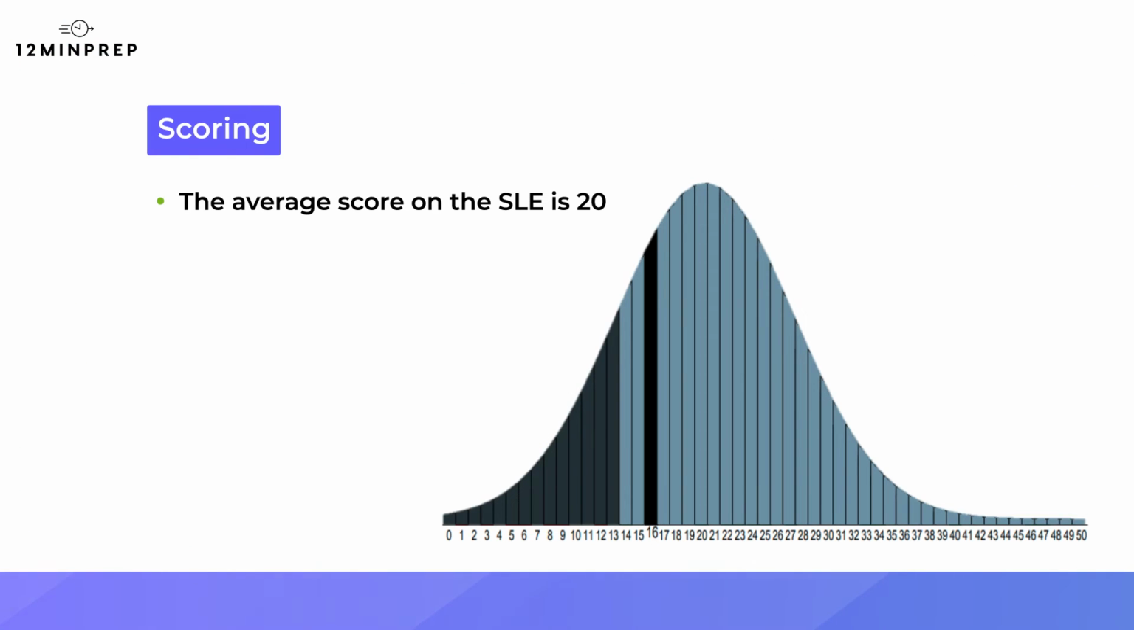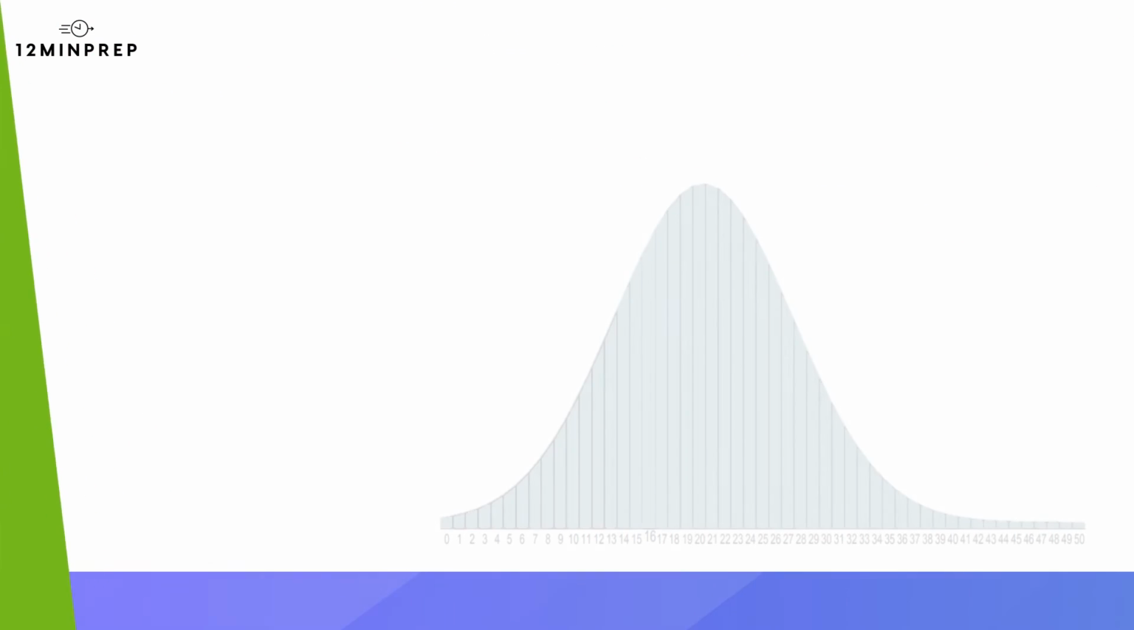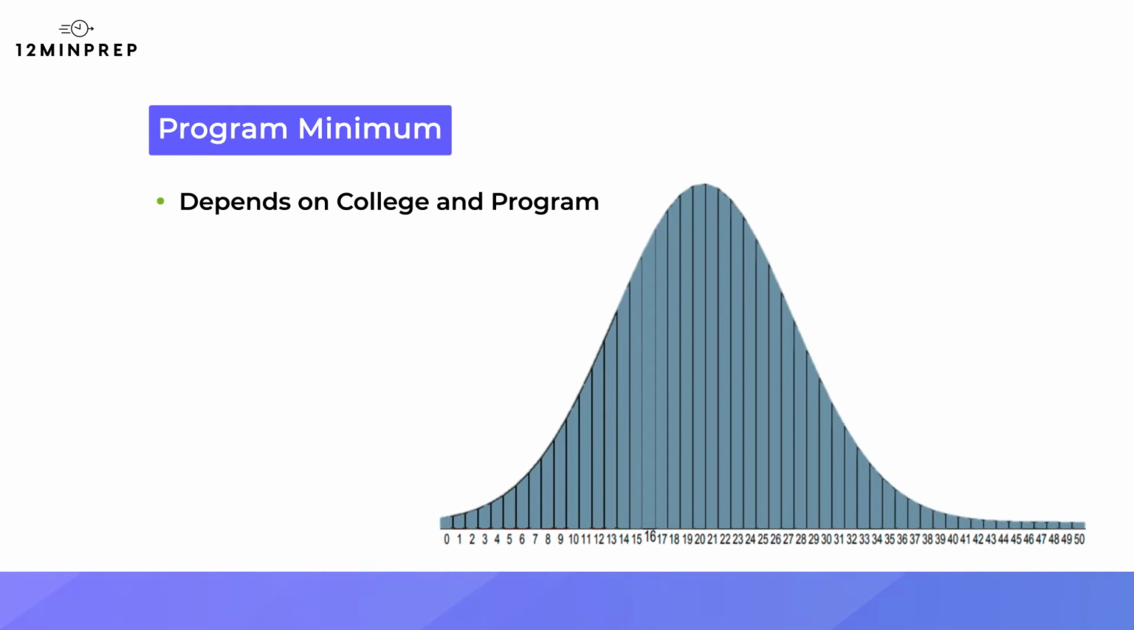The average score on the test is roughly 20 correct answers out of 50, which is basically 12 correct answers on the short version. However, you may need to score higher than the average depending on your program's requirements. The minimum acceptable score depends on the college you'll be applying for and on the specific program you choose. Usually, the minimum acceptable score is found between 14 to 25.